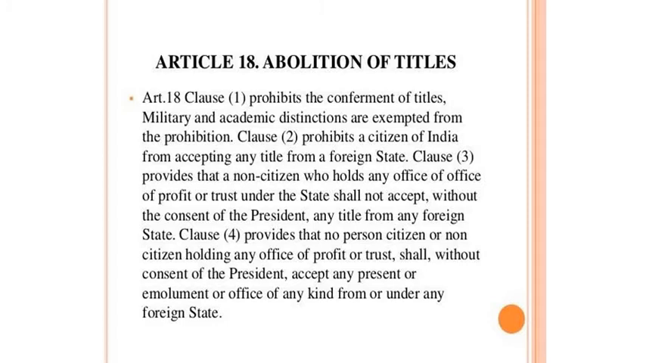Clause number 3 provides that a non-citizen who holds any office of profit or trust under the state shall not accept without the consent of the parliament any title from any foreign state. Clause 4 deals with no person, citizen or non-citizen, holding an office of profit or trust shall without consent of the president accept any present, emolument or office of any kind from or under any foreign state. If a non-citizen is doing any job that is an office of profit or trust, he will not get any kind of titles, emolument or office from the foreign state without the prior consent of the president. This was under Article 18, the abolition of titles.